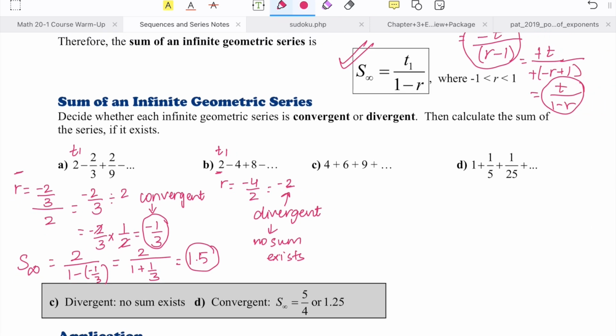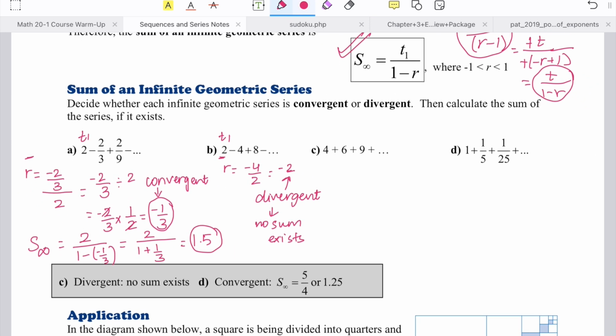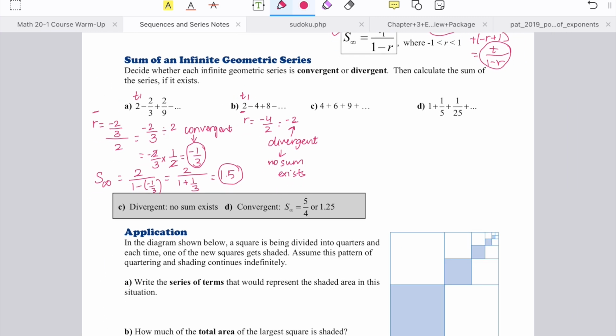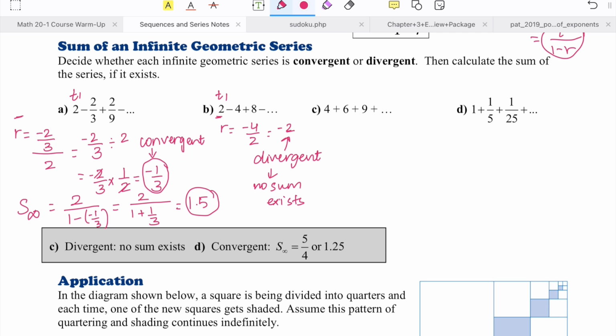Okay, try part C and D, and then we'll move on to the application question. So for part C, T1 is 4. Our ratio would be 1.5, because 6 divided by 4 is 1.5. Since 1.5 is greater than 1, it will be divergent. So no sum exists.